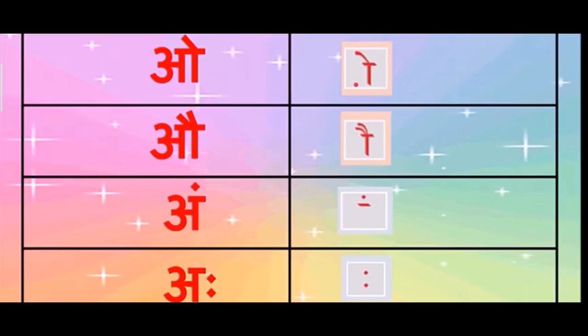We will put. Then, ah. How will we write the ah ki matra symbol? After the letter, we will put two dots. After the letter, on the right side, if we put two dots, that is ah ki matra. Through examples, we will study deeply.